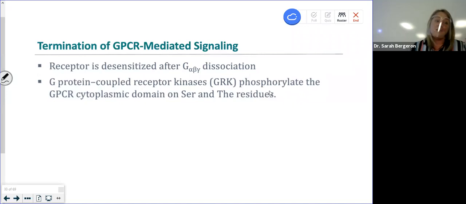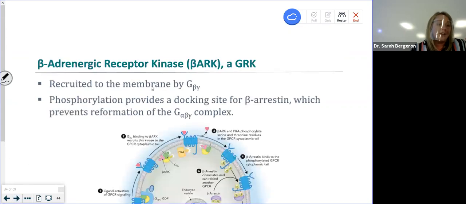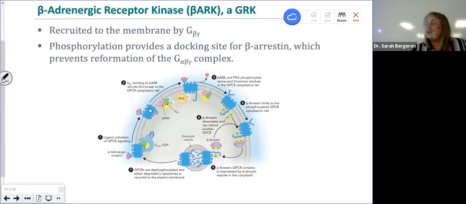And so how does this work? Well, there are kinases. There are kinases for everything, right? That's what you've learned in the last couple of weeks. So the kinases will phosphorylate your GPCR. It'll phosphorylate it on the cytoplasmic side, on serine and threonine residues. And what that does is it starts a cycle that will eventually either sequester the receptor or degrade the receptor.